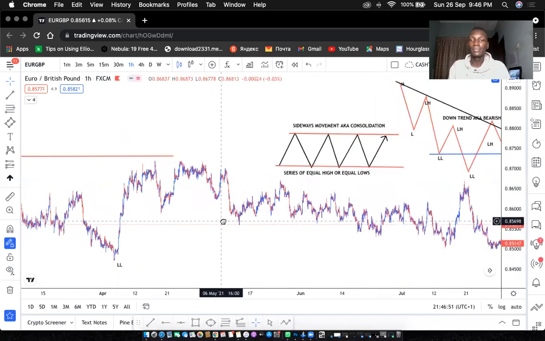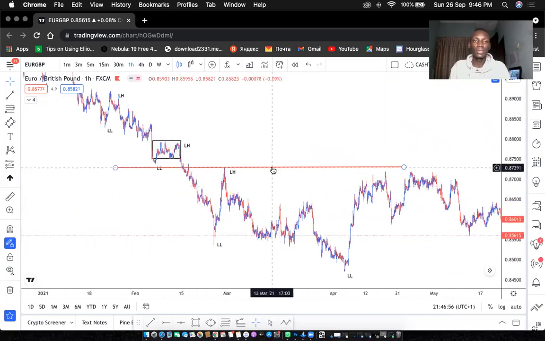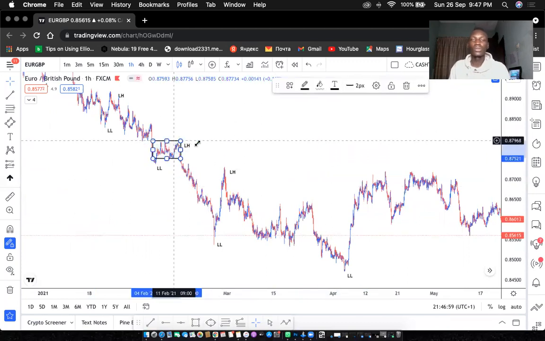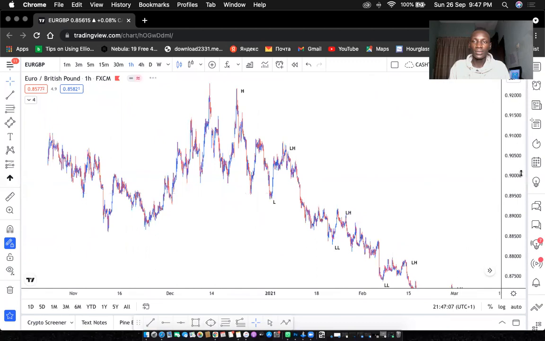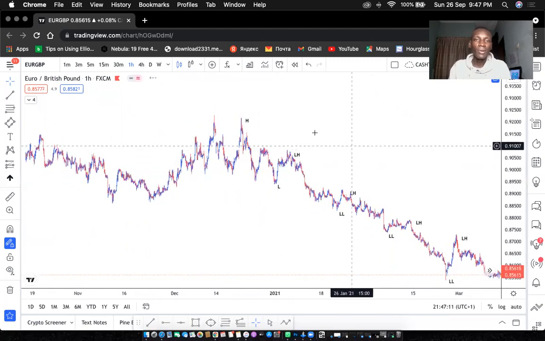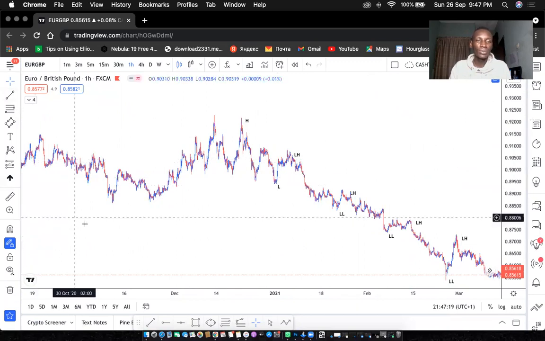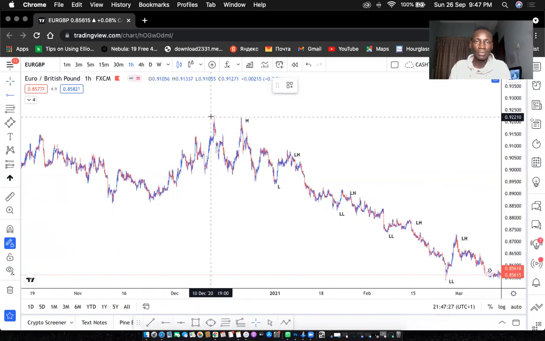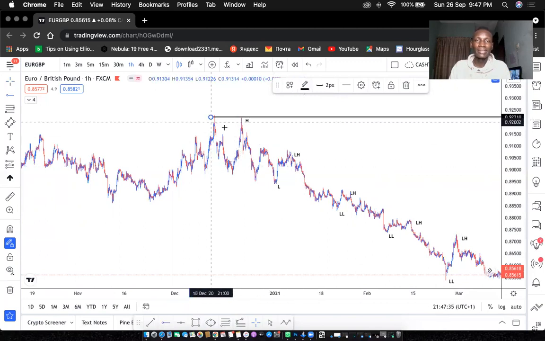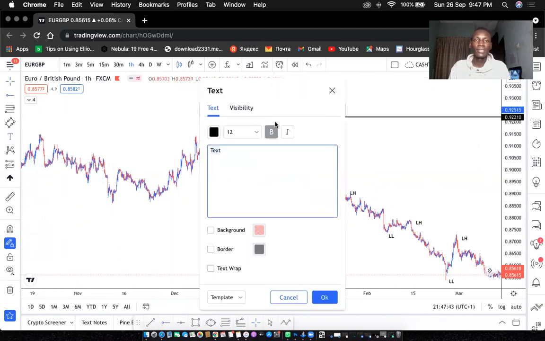Market structure. When price is trending downwards, it makes a couple of reactions. Let's work with this. When you look at this market, where the market has gotten to, this is the highest high. That's the highest high. So this is now like the resistance. This is the resistance.